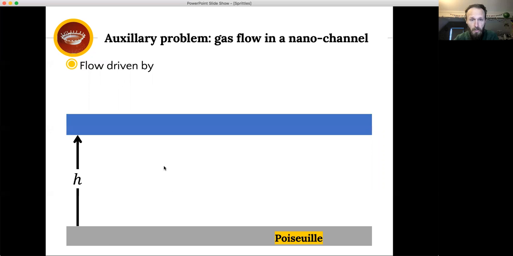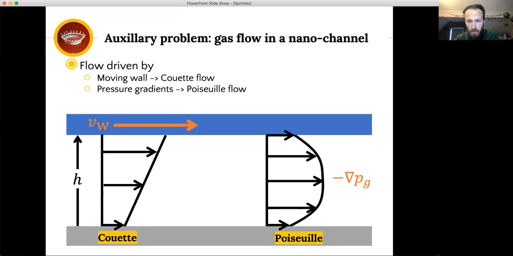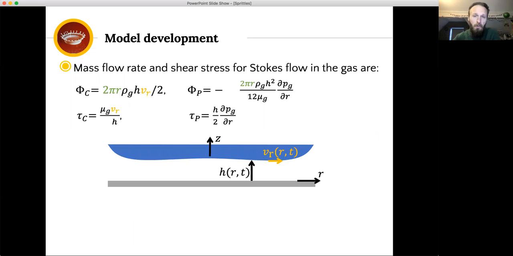So the flow is driven by two main components. First of all, the interface could be moving, in which case a Couette type flow will be driven, or there could be pressure gradients which create a Poiseuille type flow. And the flow in the film is characterized by these two types of flow, and we add their mass flow rates together to create the total mass flow rate. Now, if we were solving this for Stokes flow, there are some rather well-known expressions for the mass flow rates and the stresses for the Couette components and the Poiseuille components, which are pressure driven. And this here is formulated in cylindrical coordinates, which we need for this problem.